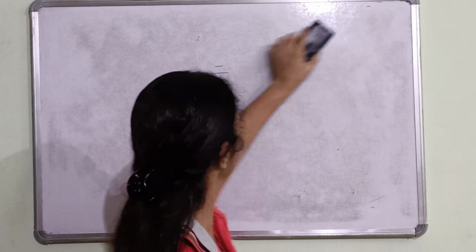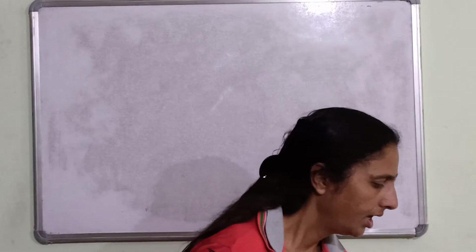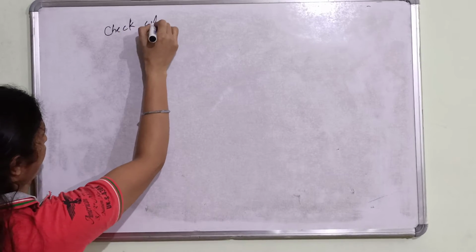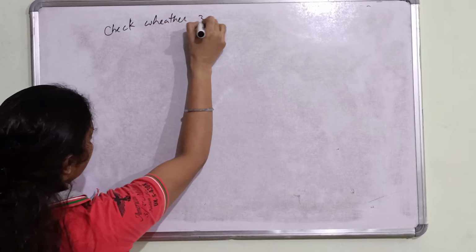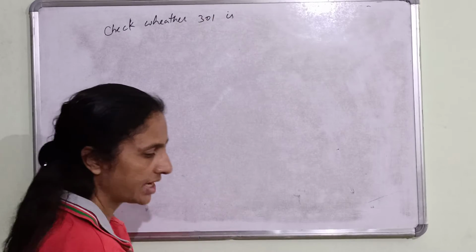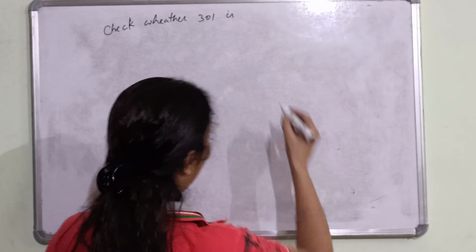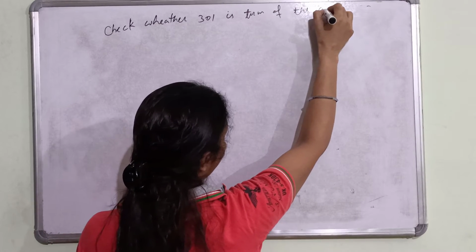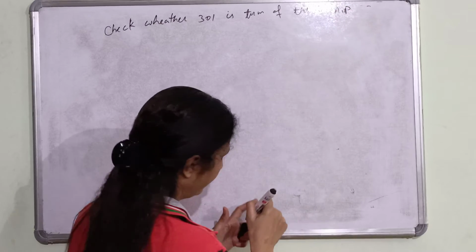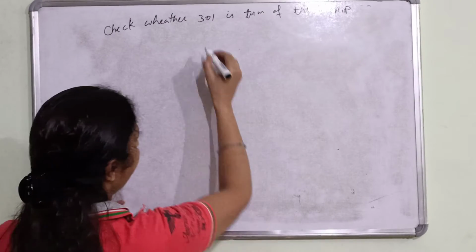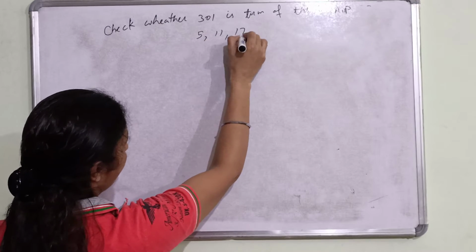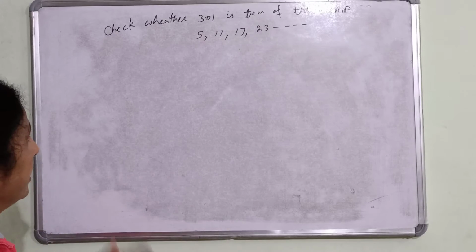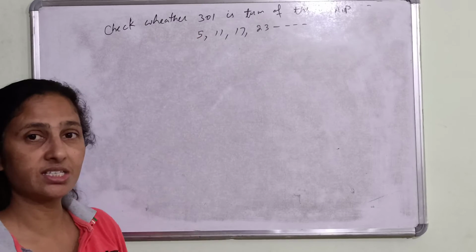We have the next question, and the question is: check whether 301 is a term of the series of an AP, which is 5, 11, 17, 23, and so on. The question is whether 301 is a term of the series or not.